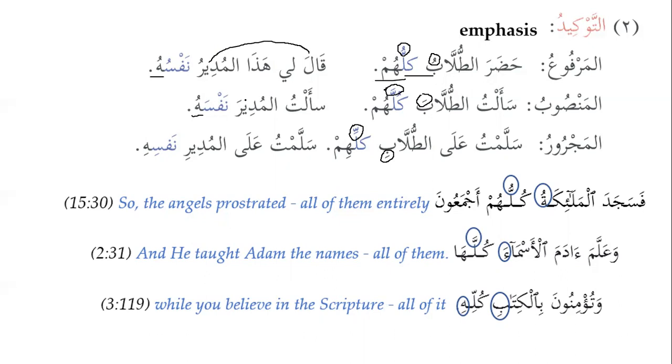Now this construction can be in two ways. Qala li hadha, he told me this. Who? Al-mudiru, the manager. Nafsuhu, himself. The manager told me this himself. Or hadha al-mudiru, where hadha is ishara and al-mudiru is musharun ilayh. So we can also say this manager told me himself. قال لي هذا المدير نفسه. So مدير is مرفوع, that's why نفسه is also مرفوع.